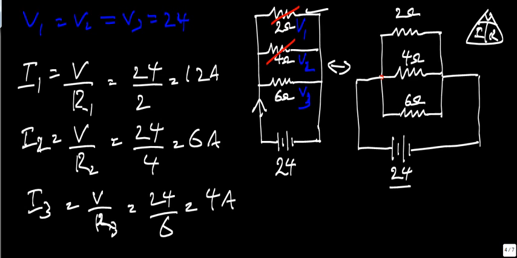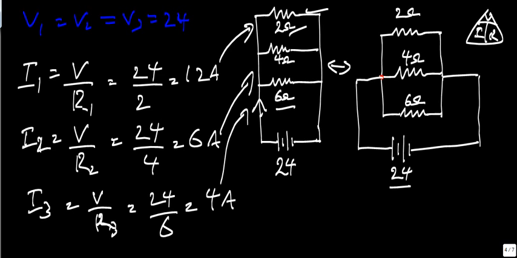Now there is something strange here that you should notice, and that is the magnitude of current is more where the resistance is less. 12 here, 6 for the second one, and only 4 for the last one. So where the resistance is more, the current is less. Where resistance is less, current is more. That's it for solving this one with the long method. But there is a cooler and easier method to do that, but I'll show you later.